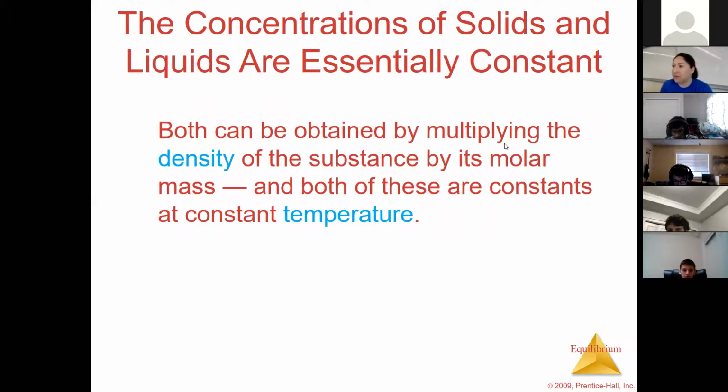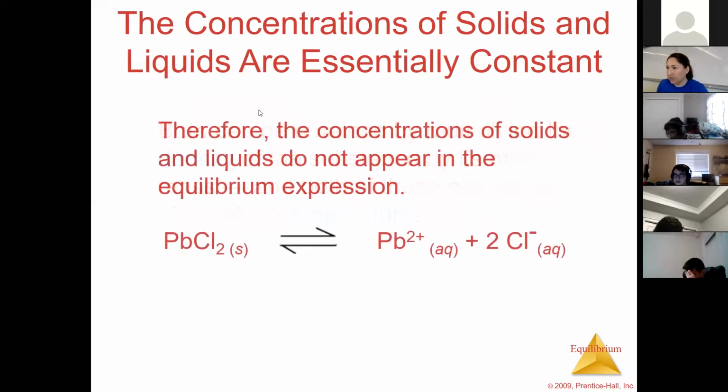This says both can be obtained by multiplying the density of the substance by its molar mass. Great. And both of these constants are constant at constant temperature. You don't get more or less liquid as the temperature changes. You don't get more or less solid as the temperature changes. But with aqueous, which is how much dissolves or not, or with gas, you do. So those are the only states of matter that go in your equilibrium expression. And that's what it's saying. So therefore, the concentration of solids and liquids do not appear in the equilibrium expression.